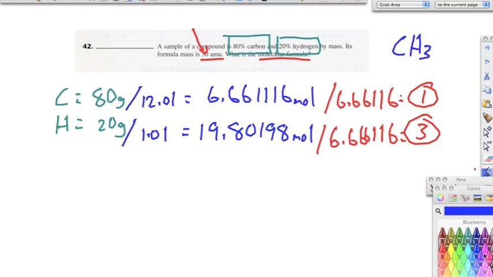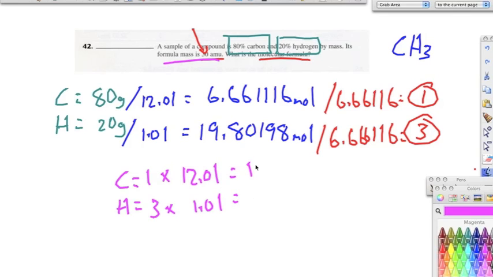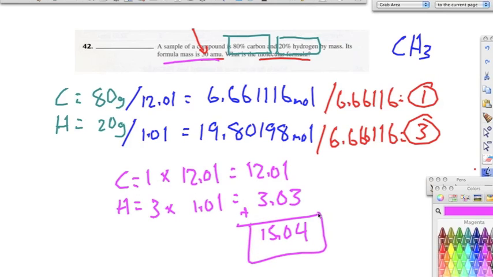Now that we have our empirical formula, we can calculate the mass of the empirical formula to compare to the formula mass of the entire compound. So we set that up, and we're finding the molar mass of the empirical formula. We have carbon and hydrogen: 1 carbon, 3 hydrogens, and we're just multiplying those by their atomic masses, 12.01 and 1.01. Add them together, and you see we're going to have 15.04. This is our molar mass of the empirical formula, this 15.04.